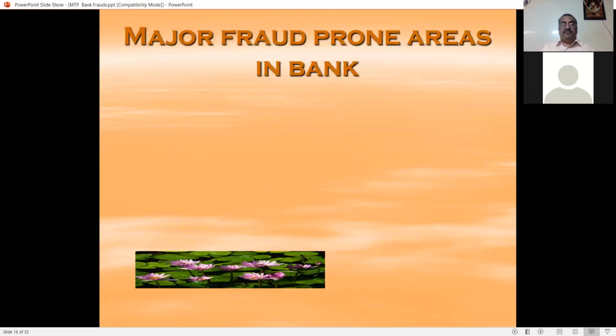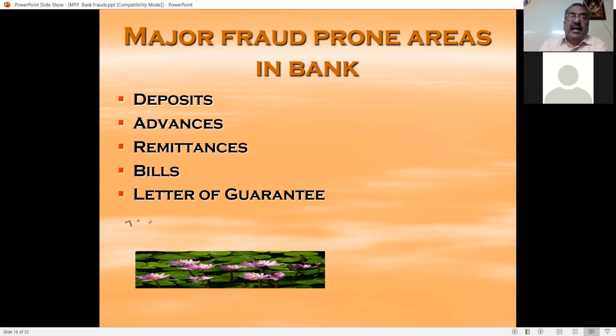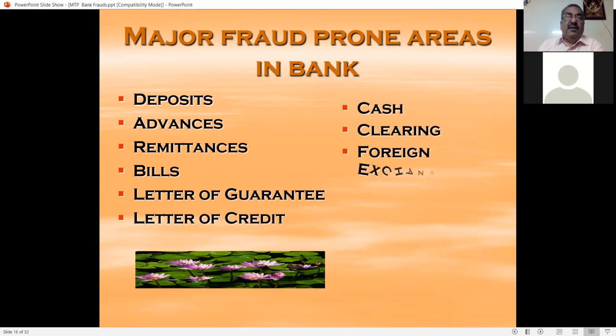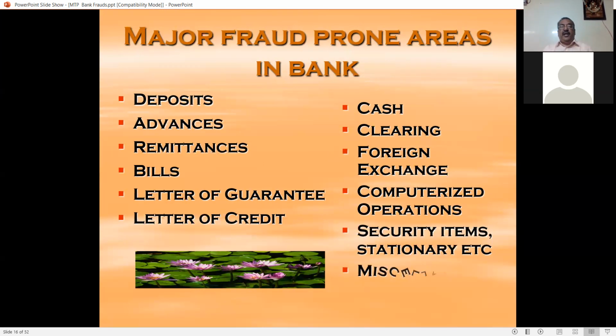The major fraud prone areas in a bank: deposits, advances, remittances, bills, LG, letter of credit, cash, clearing, foreign exchange transactions, computer operations, security items, miscellaneous items. This is nothing but the bank balance sheet. All bank balance sheet items are fraud prone areas.